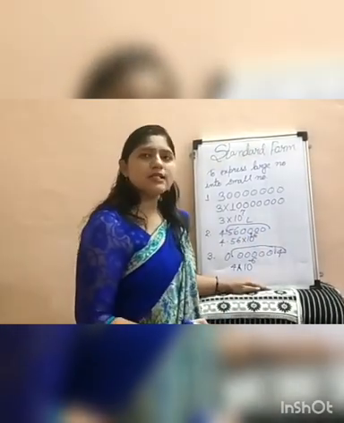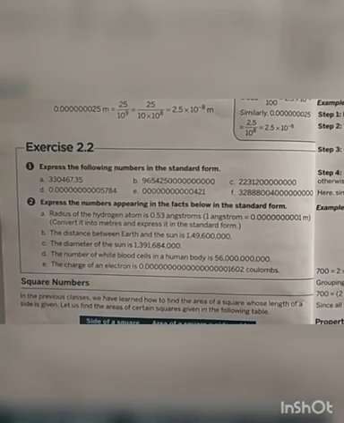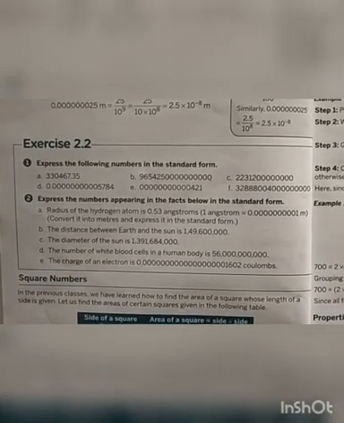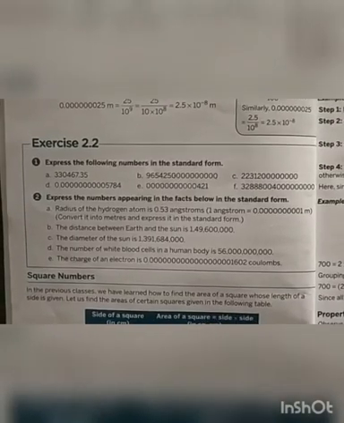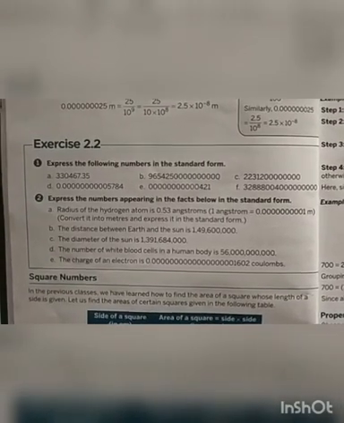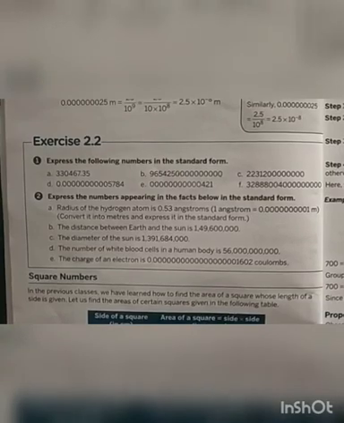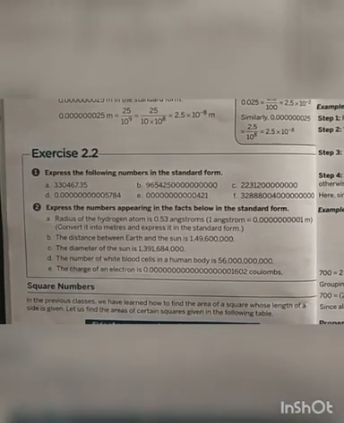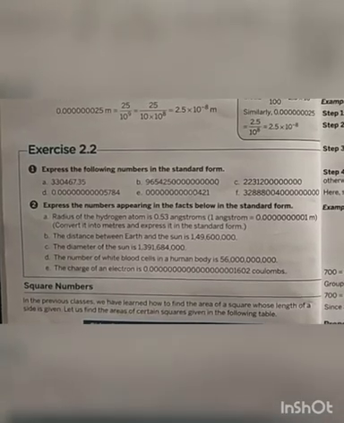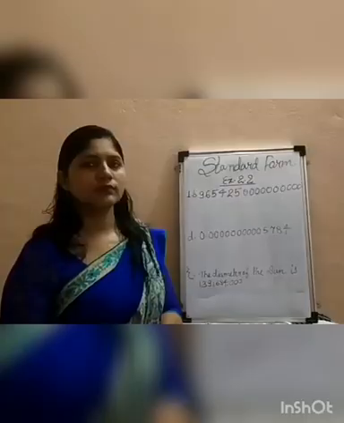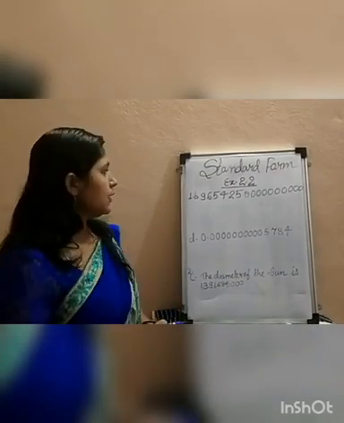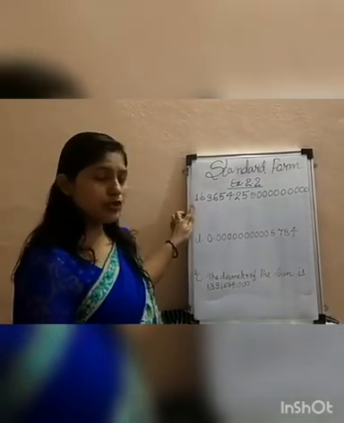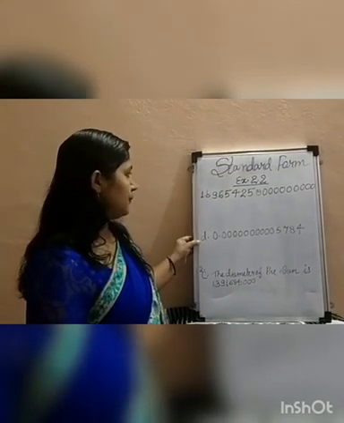Let's see our exercise 2.2. Here you can see exercise 2.2. From this exercise, I'll give you question number 1, B and D, and question number 2, B. The next questions you can see in my picture, which I will send you with this video. This is exercise 2.2 and I'm giving you for question number 1, B and D.